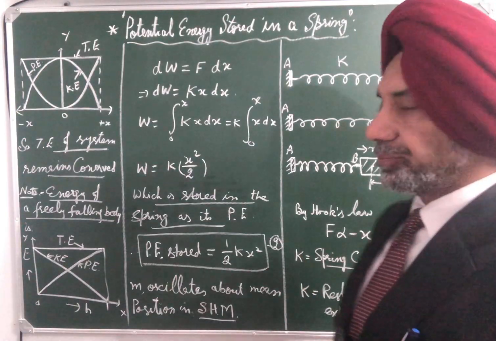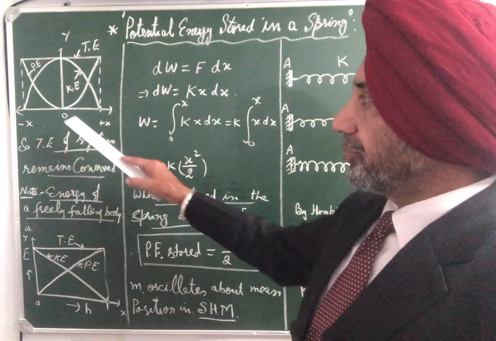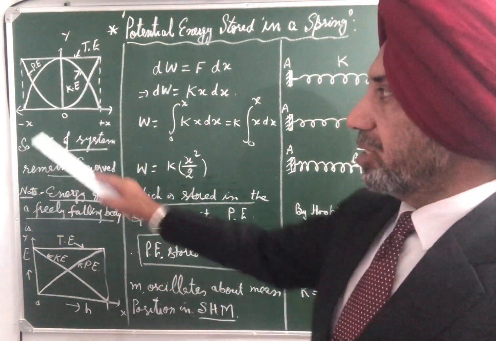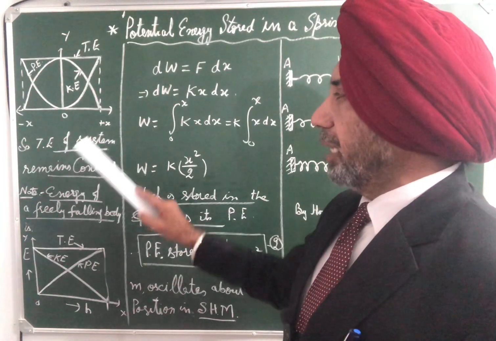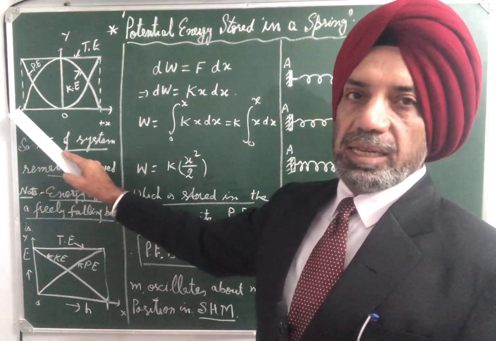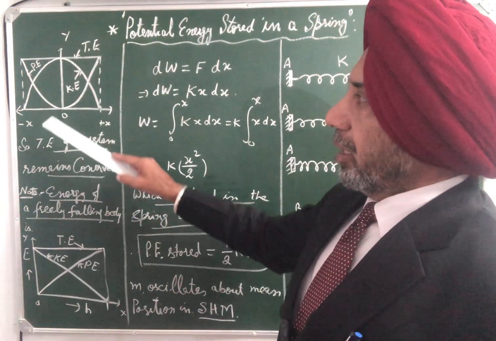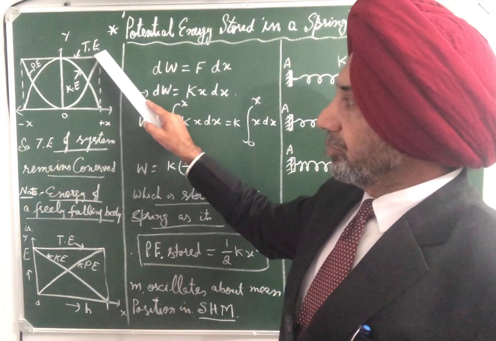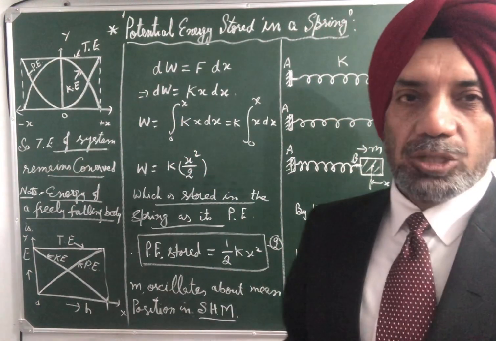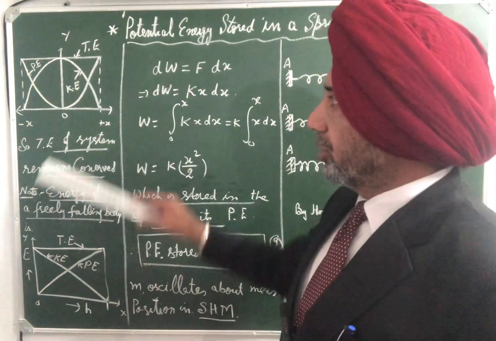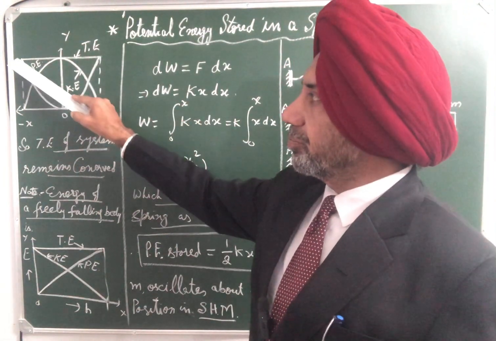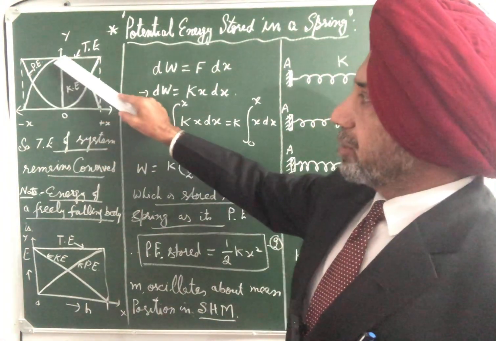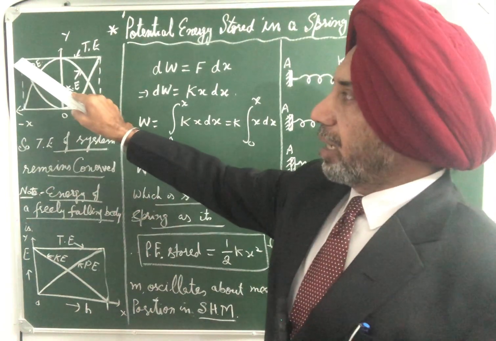So if we plot a graph for energy versus displacement from the mean position, suppose the mean position, plus x is the right extreme, minus x is the left extreme. Now at the right extreme, potential energy is maximum and it's given by half kx square. So potential energy is directly proportional to x square. So the graph will be like this. For kinetic energy, the graph will be like this. And for total energy, the graph will be a straight line.